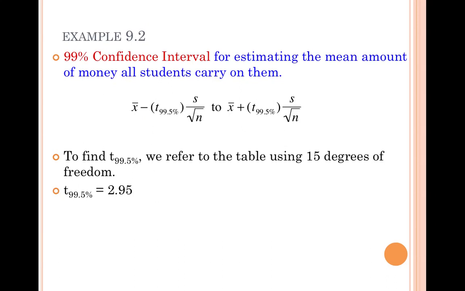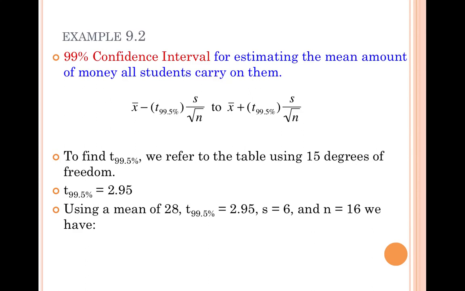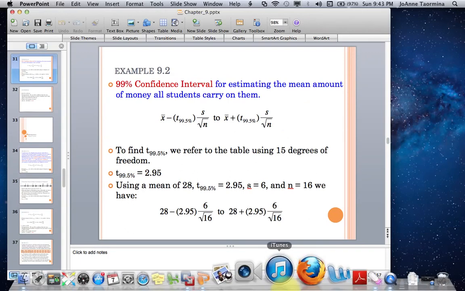Using that t-score, plug it into the formula. So you're going to plug in 28 minus 2.95 times 6 divided by the square root of 16 to 28 plus 2.95 times 6 divided by the square root of 16. And I'll do it on the calculator with you.